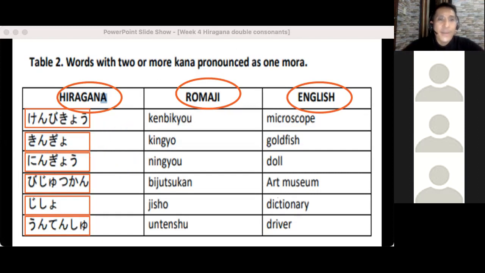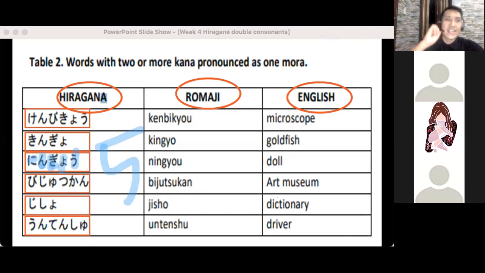Okay? What about ningyo? How many kana is it? 5. Okay, let's check. Let's see how many kana. 1, 2, 3, 4, 5. So it has 5 kana. How many sounds? Ni, ng, gyo, u. How many sounds do they have? Ni, ng, gyo, u. So there are 4 sounds. So when we talk about sounds, we are talking about mora.